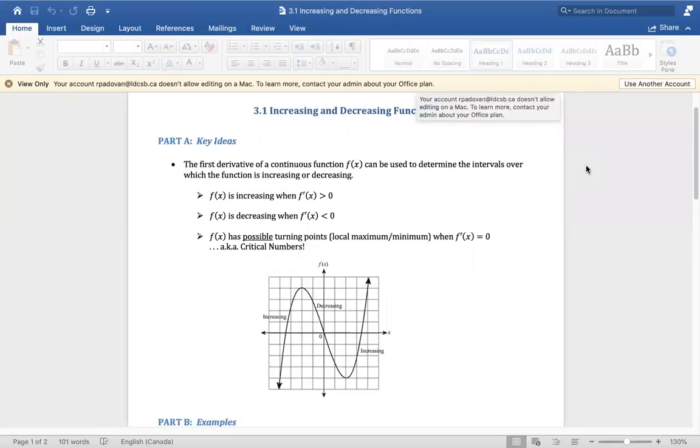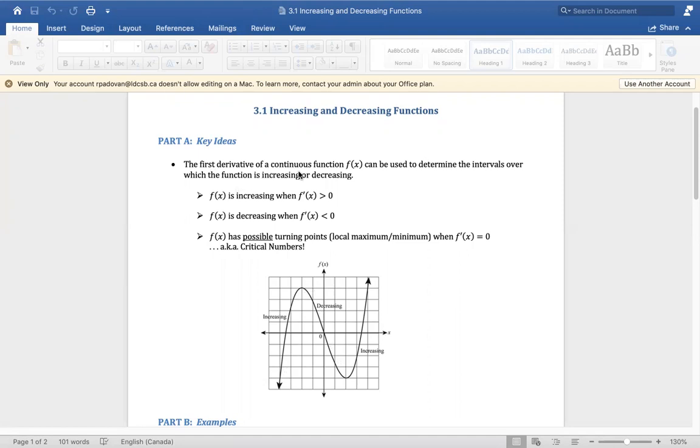Hi, everyone. So we're going to start chapter 3 now. And for 3.1, we're looking at increasing and decreasing functions. So like we see in the graph here, how do we know if a graph is increasing or decreasing? And that is relating to the first derivative.